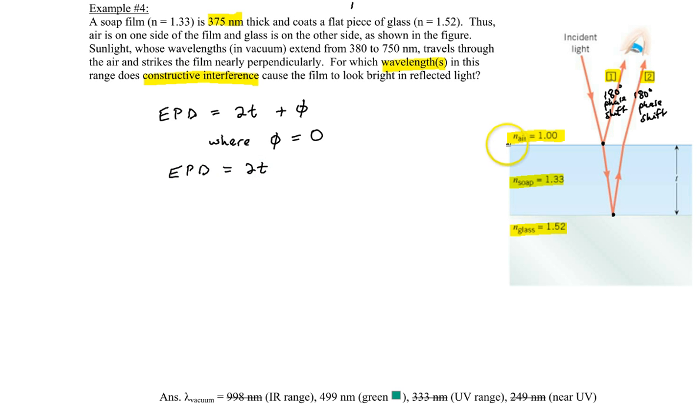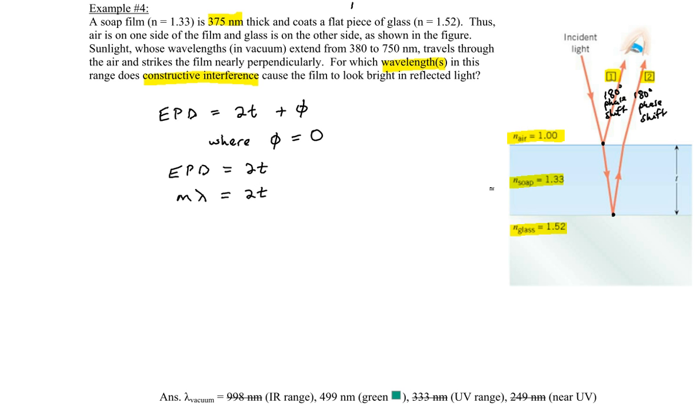Next, we want to know what to set this extra path difference equal to. We're told that we want constructive interference, and hopefully you recall that if you want constructive interference, then these rays must differ by a multiple of the wavelength. So we're going to replace the extra path difference with mλ, giving mλ = 2t.